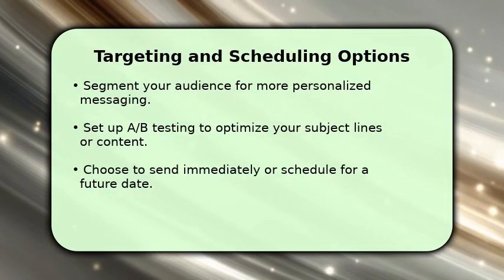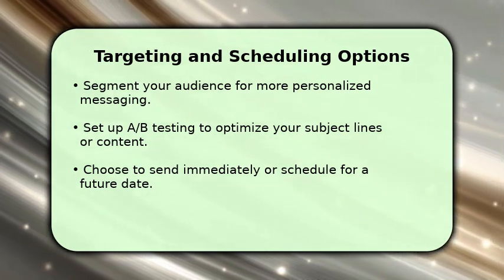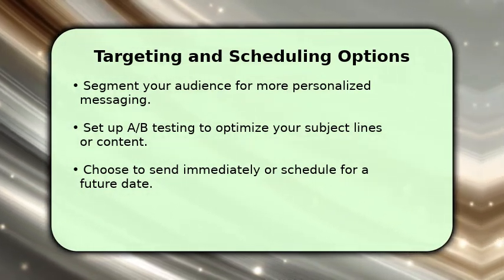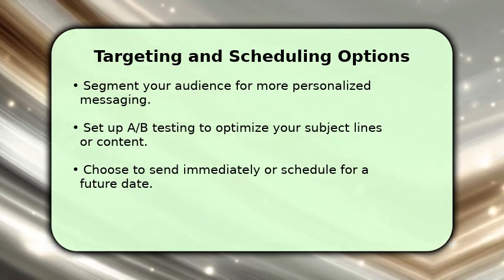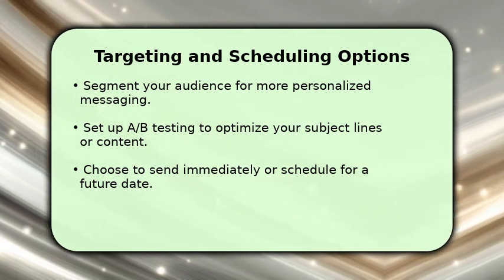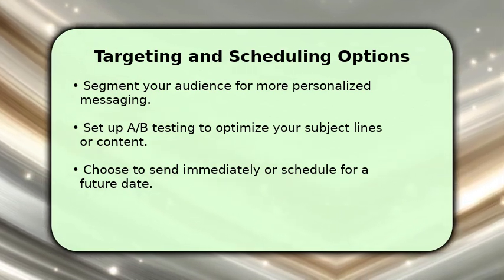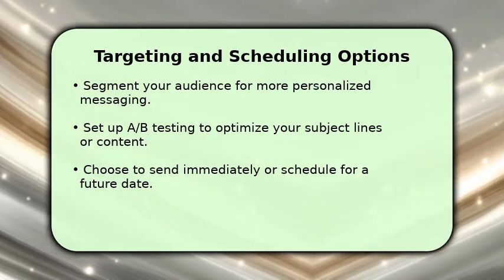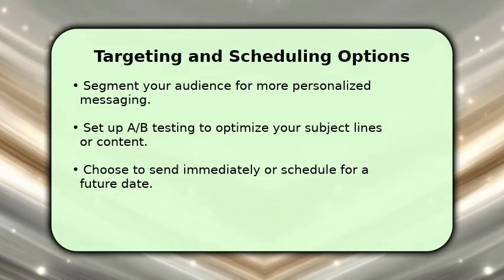With your content ready, it's time to refine your audience and timing. You can segment your list based on various criteria for more personalized messaging, reaching exactly who you intend. Consider setting up an A/B test to compare different subject lines or content blocks, helping you learn what resonates best. Finally, decide whether to send your campaign immediately or schedule it for a specific date and time.